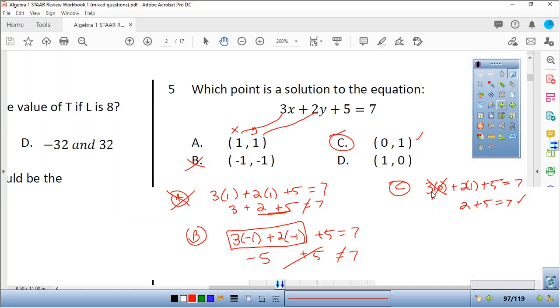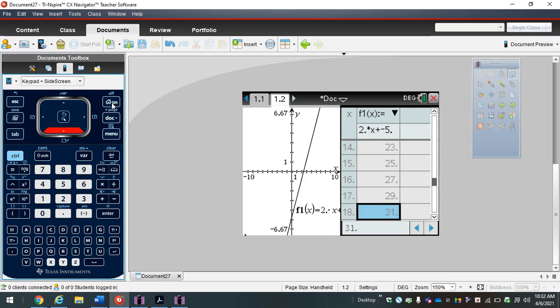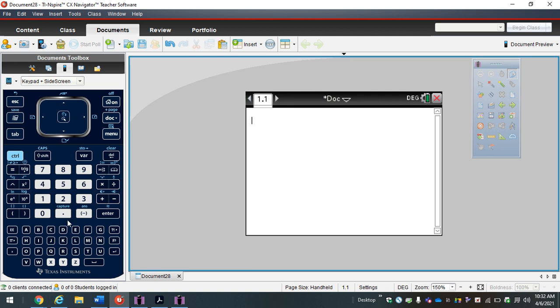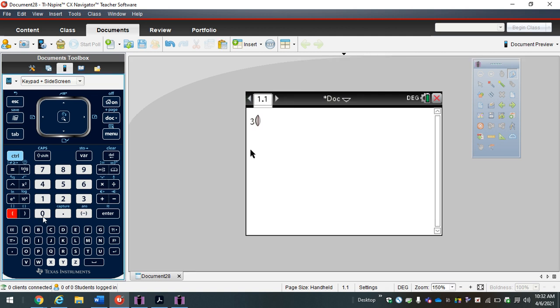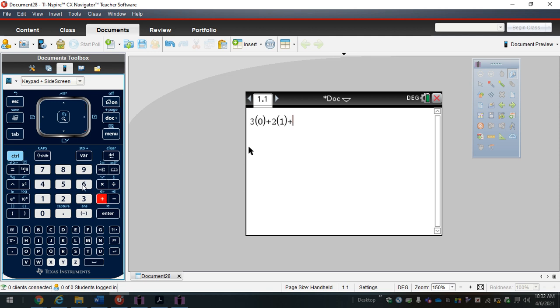Guys, if not, you can put it in the calculator. Well, what do you mean, sir? Put this in the calculator. 3 times 0. Okay, I'll show you it on the calculator. Calculator, and actually go 3 times 0. All right, that's it, right? Plus 2 times 1, plus 5, is that equal to 7? True, it is. You got it? That's how easy this stuff is.